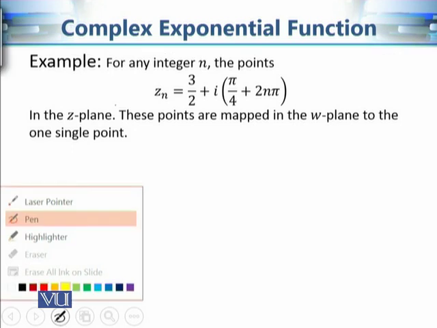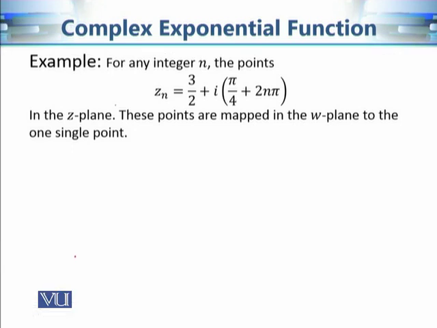Let's try to explore this phenomenon further in this particular case. We have these complex numbers given in the following form: 3/2 plus iota, π/4 plus 2nπ, and we want to see the images of these complex numbers under the complex exponential function.